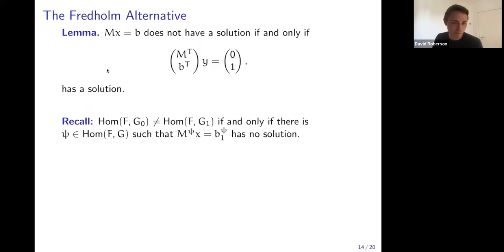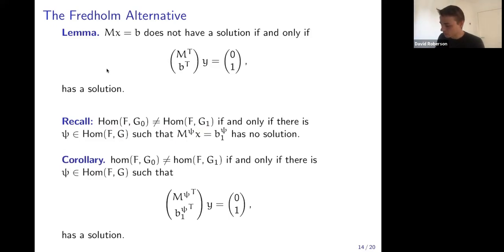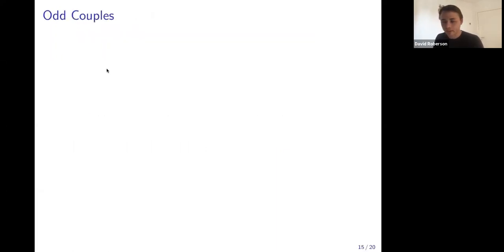So this is just repeating what was on the last slide. This should be little h, I guess, if and only if you can find some psi such that this has no solution, which is the same as saying that these are not equal if and only if there's some psi such that this has a solution. Now we're going to understand what it means for this to have a solution, and that's going to give us our certificate. What comes out of interpreting this system combinatorially is this notion of an odd couple for a graph.